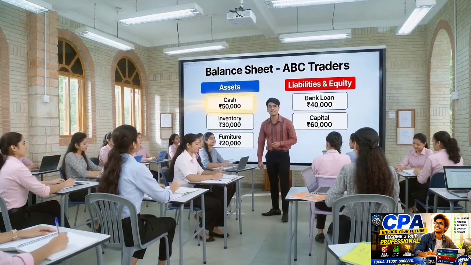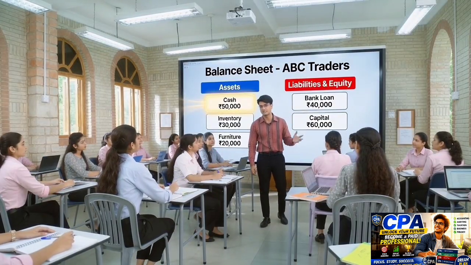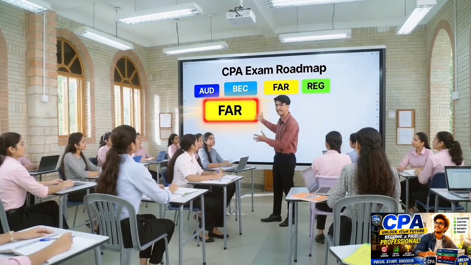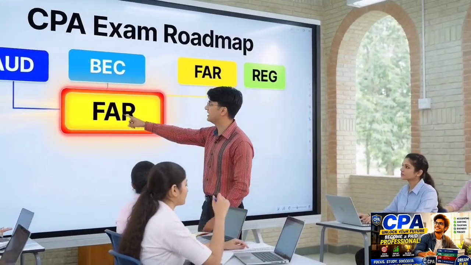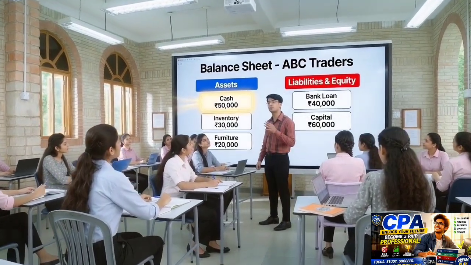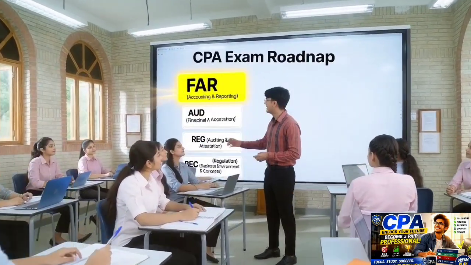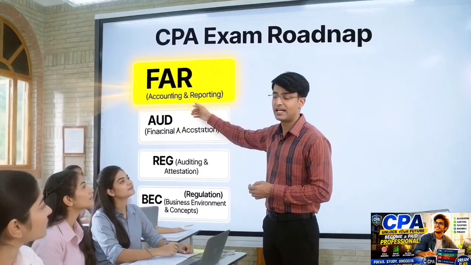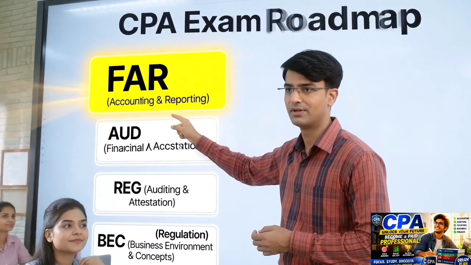FAR is the largest and one of the most important sections of the CPA exam. Let's look at the CPA exam roadmap. As you can see, FAR is the largest section. Let's look at the roadmap to see why. It's the foundation of the entire exam. Focus on this.